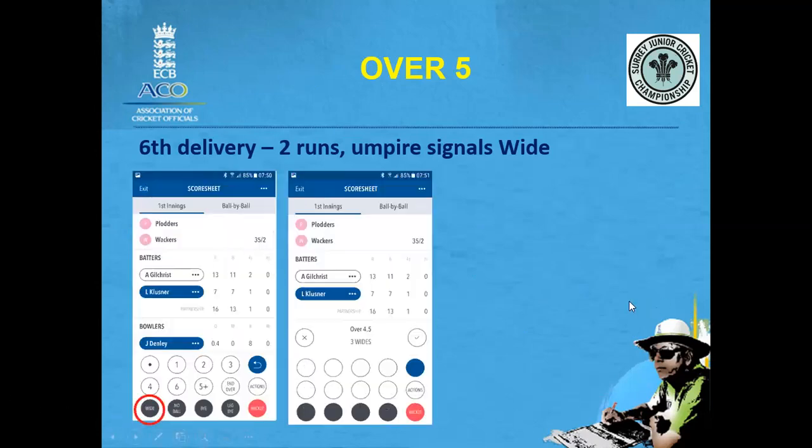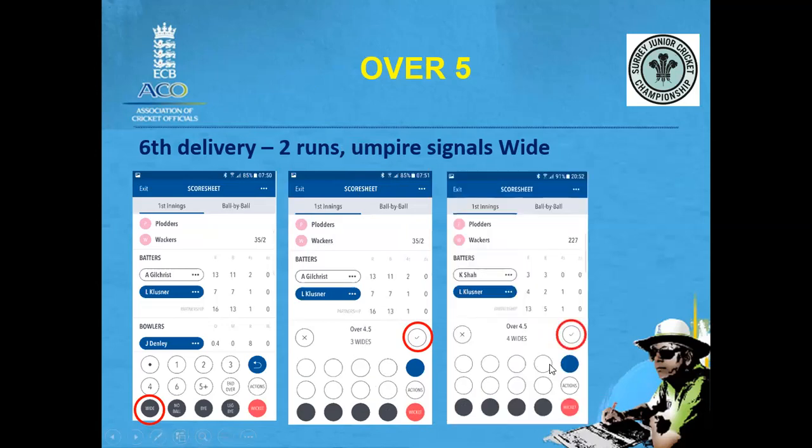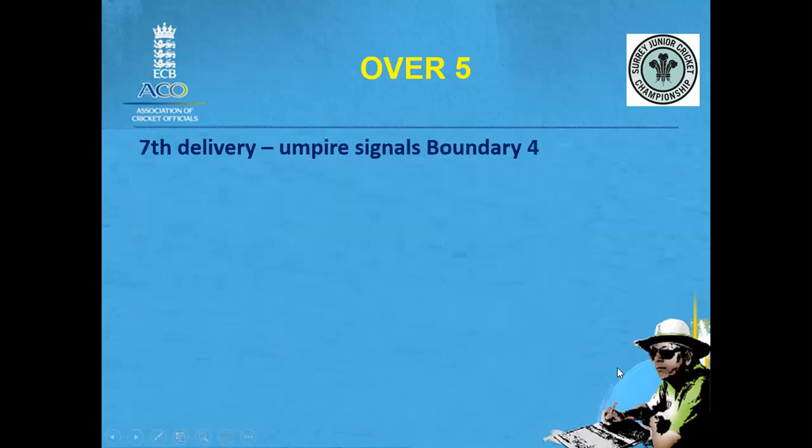So we click on wide, and again, depending on what we're in, it's either 3 if it's an open game or 4 wides if it's a pairs game. The penalty plus what was actually run. Now, because this is the last over of our match and I've made it artificial, even in a pairs game, we're going to have more than 6 deliveries. So for both matches, you should enter the 7th delivery as a boundary 4. And the 8th delivery, no runs, no signal.